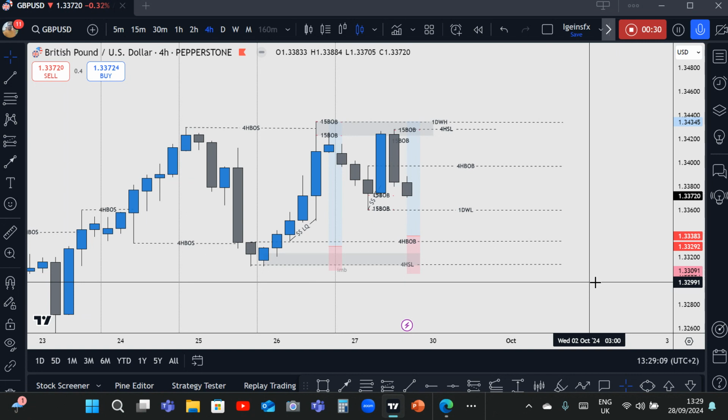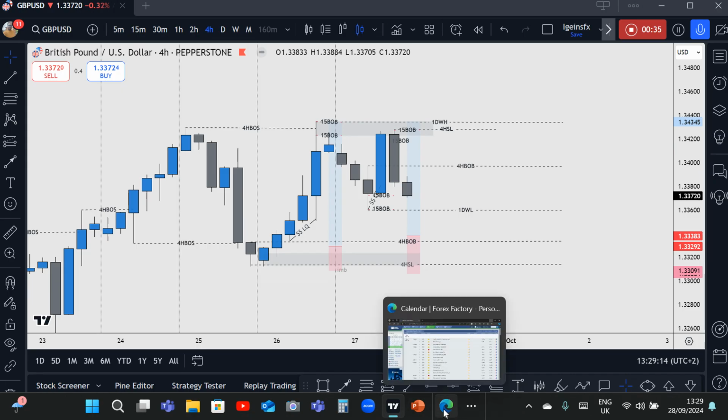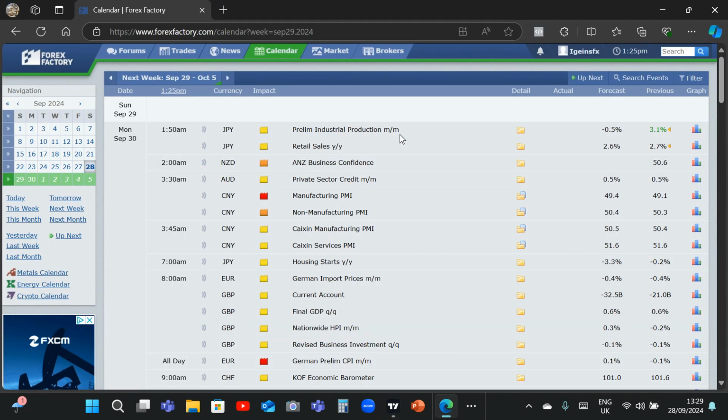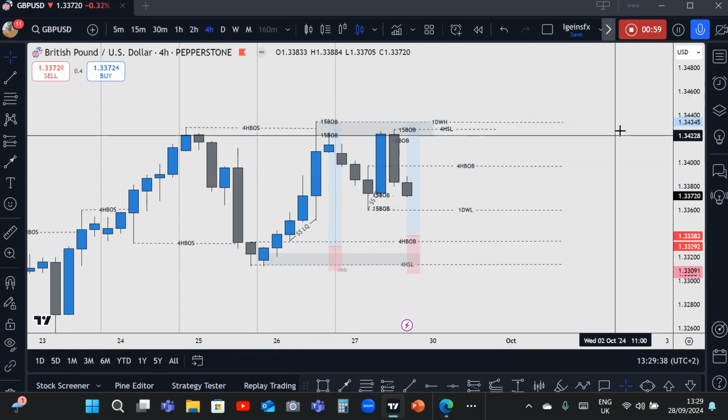Before you start your analysis, we have what you call Forex Factory, where we see our economic calendar, the news for the week ahead. So do well to go through it so that you know what you are expecting as far as the news is concerned. Having done that, we move straight to our chart.